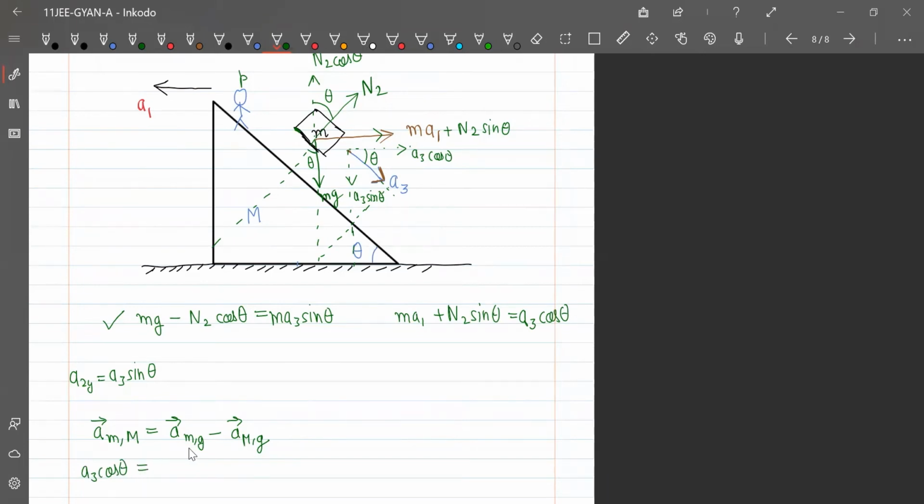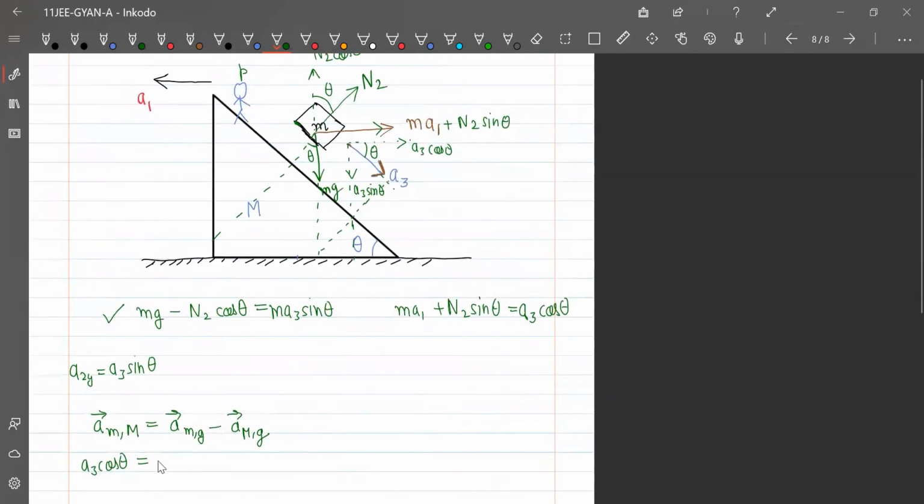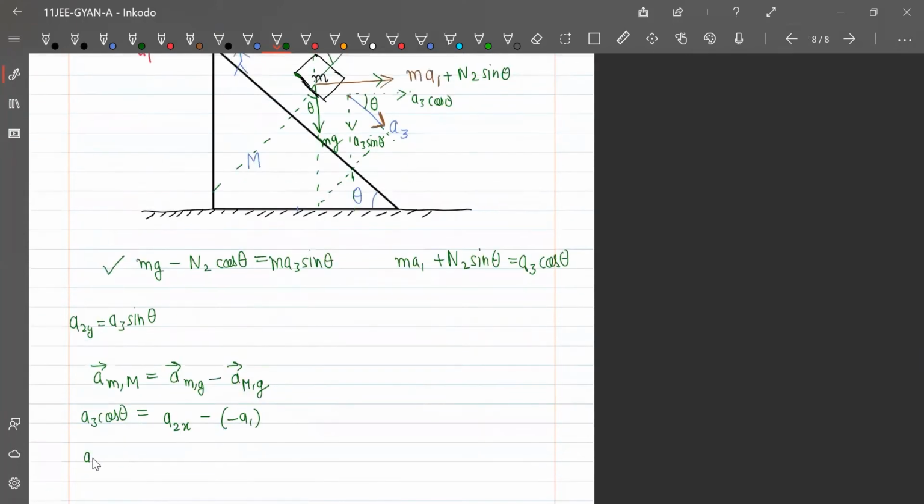And acceleration of smaller mass with respect to ground in the horizontal direction, that was taken as a2x. This is a2x. And acceleration of bigger mass with respect to ground, that is minus a. So I can write a3 cos theta, that is equal to a2x plus a.